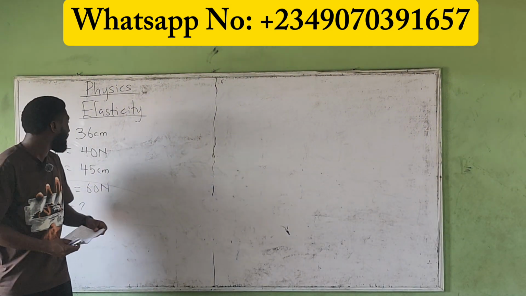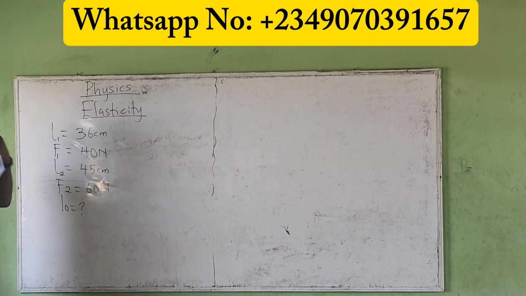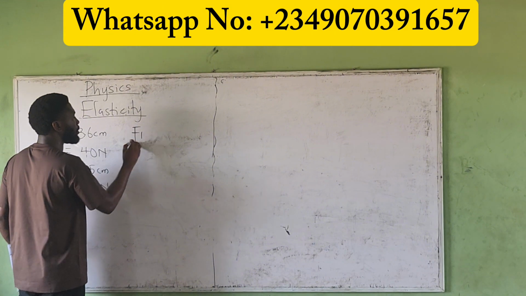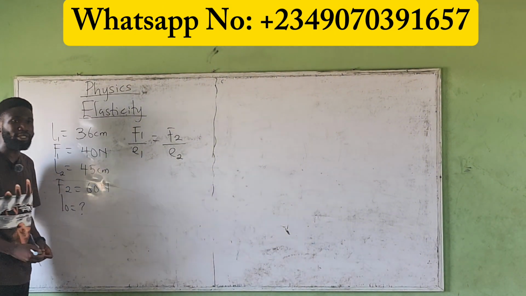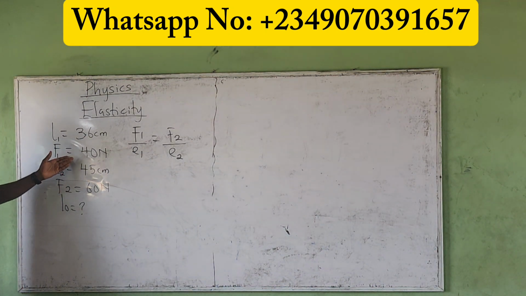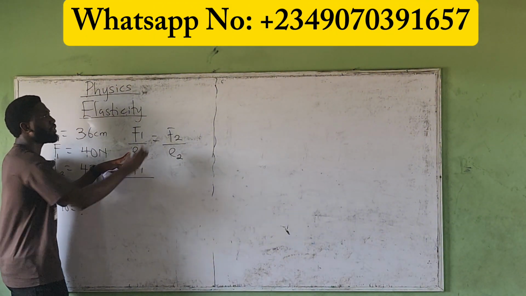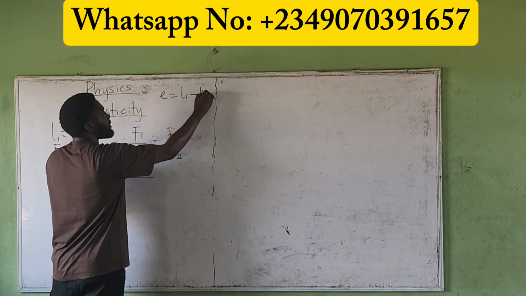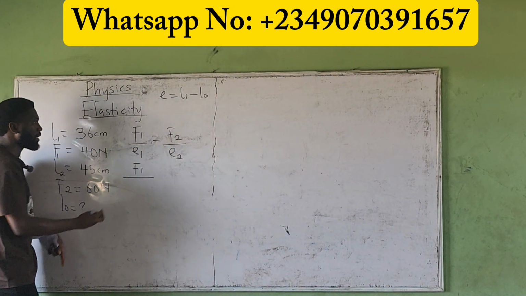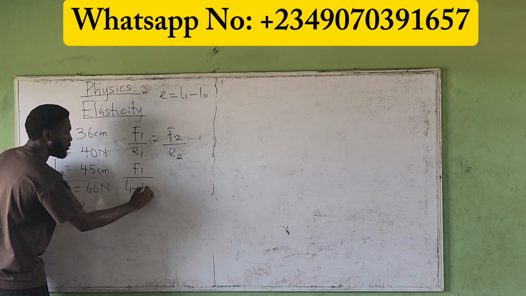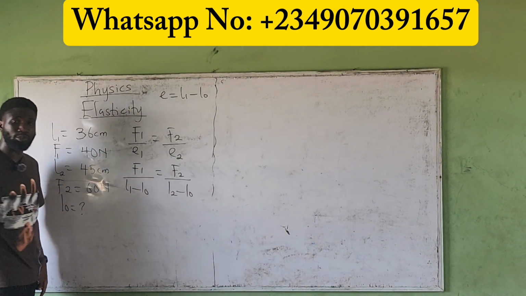So having two forces and two lengths here, and you want to get L0, we said from Hooke's law, we are going to have F1 over E1 equals F2 over E2. But are we given the extension here? No. So what do you do here? I'm going to have F1 over, you know that extension is known to be L1 minus L0, that is the final length minus the original length. So in this case, we are going to have F1 over L1 minus L0 equals F2 over L2 minus L0. Do you get now?